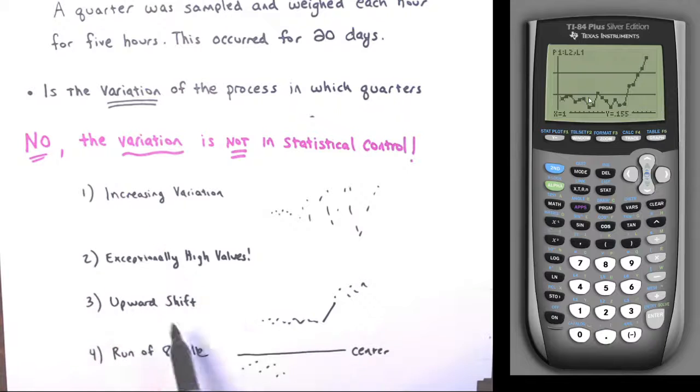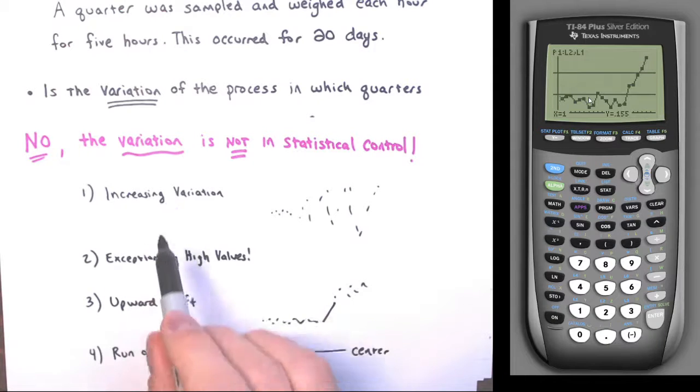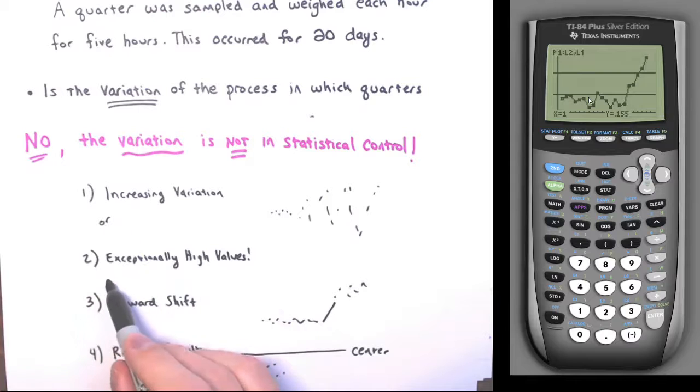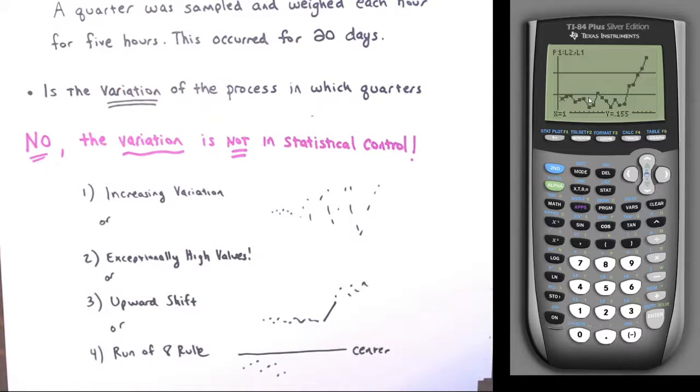So again, you didn't have to have all 4 of these. Any one of these, I'll put ors between them, would be enough to say this process is not stable. The variation is not in control, and I need to go back in and figure out how to fix the machines or work with the people who are working, to mint these quarters. Try to figure out what's going on before it gets too out of hand for too many days in a row, and get back to stability.